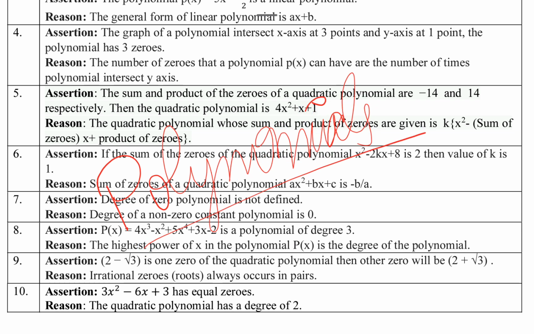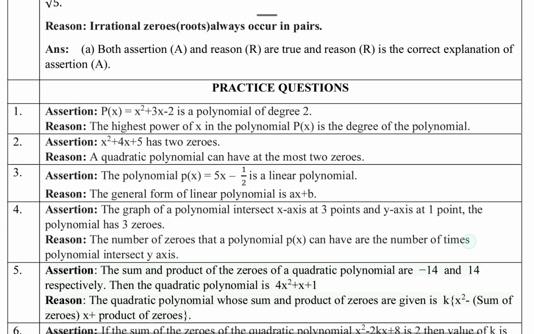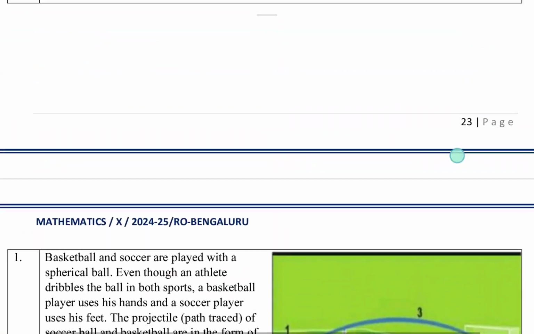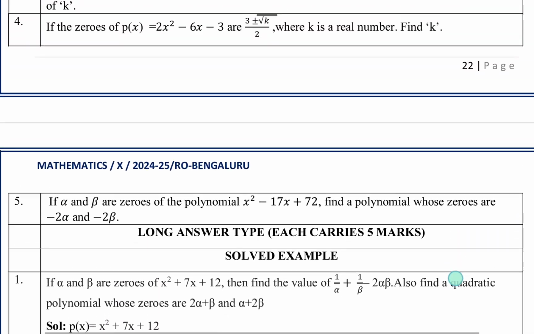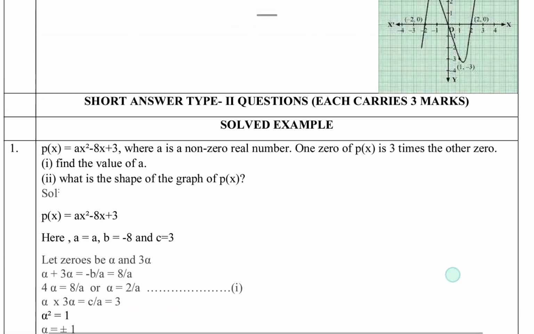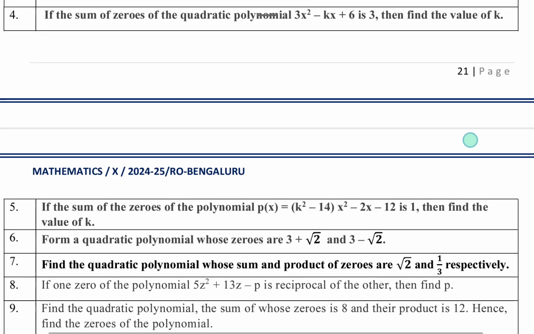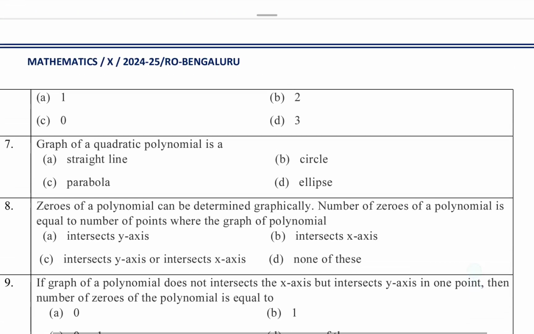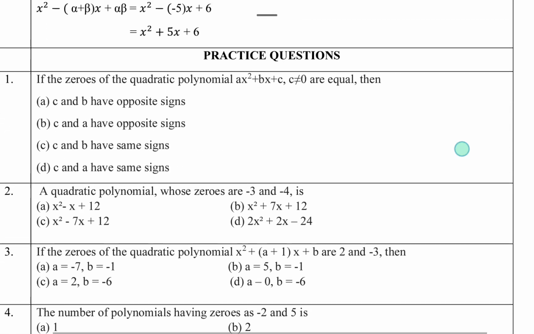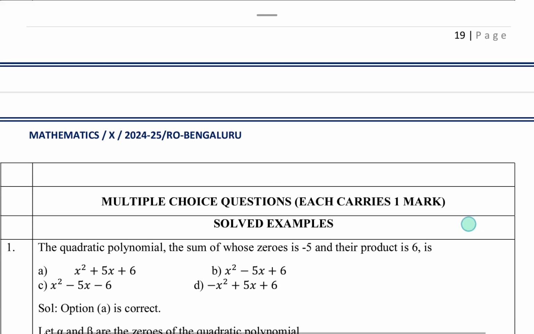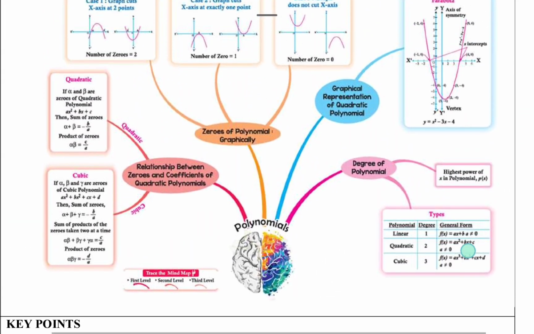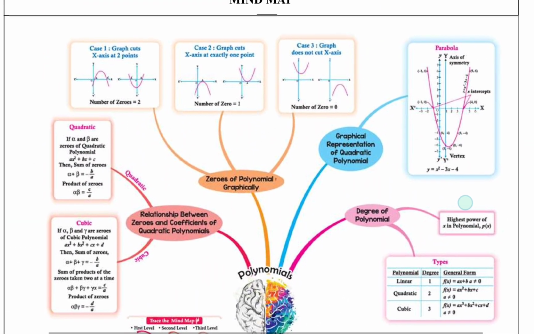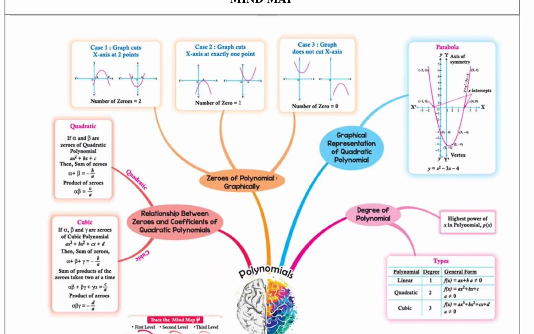Now we have completed the polynomial topic. These are all the things you have studied in the polynomials. You can pause and study these things. And the next topic is pair of linear equations in two variables. Next we are moving further towards the pair of linear equations in two variables in the next section.